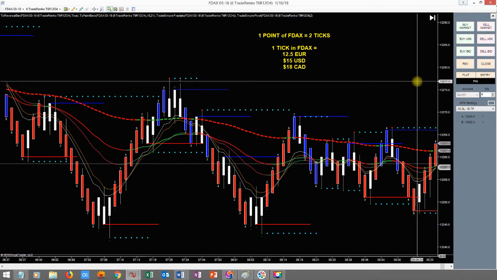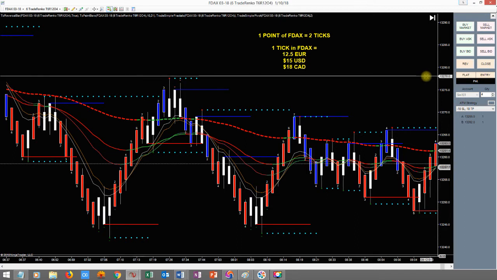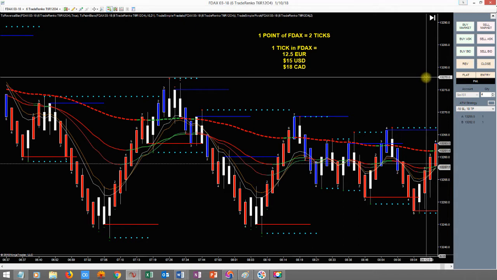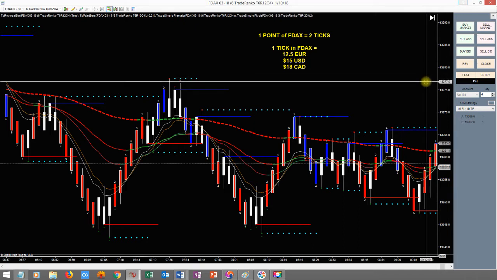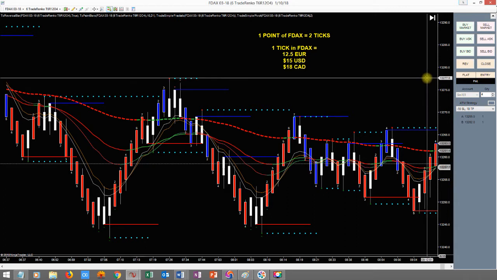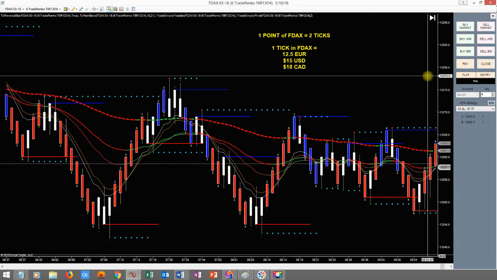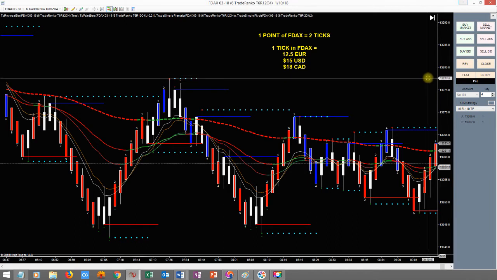Now, how does this work? Look at the price on the right, 13277.0. 13277.0 to 13278 is 1 point. Remember, 1 point equals 2 ticks. The reason it's 2 ticks is, look, there's a 0.5 in between. So if you go from 13277 to 13277.5, that's 1 tick. That's 15 US dollars. And then if you go to 78, that's 2 ticks. That's 30 US dollars per 1 single point.